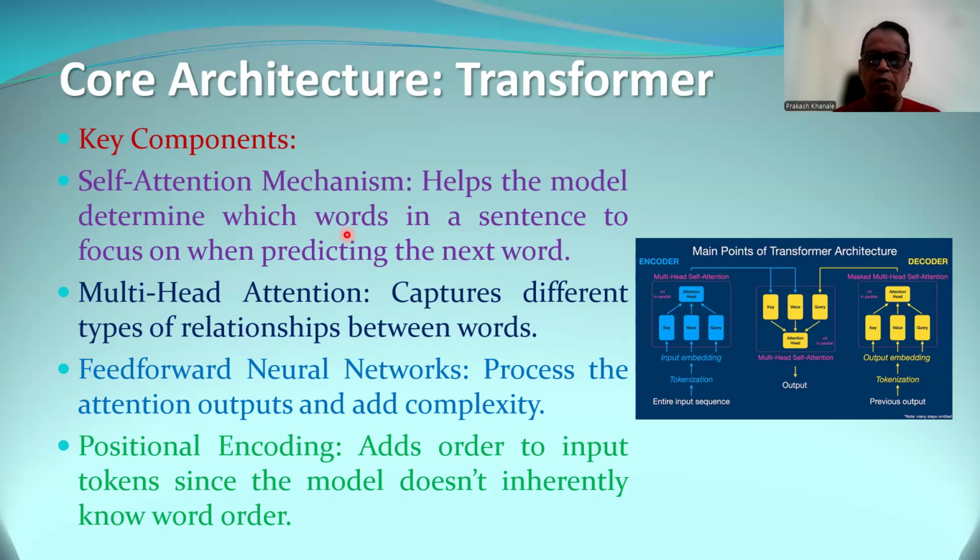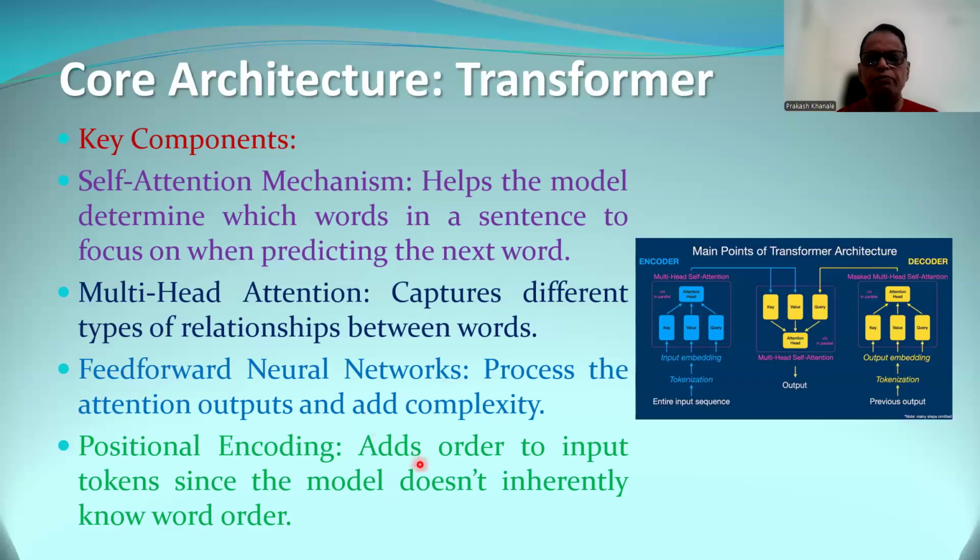So whenever you feed some sentence to ChatGPT, it will predict the next word from your sentence. It has multi-head attention, which captures the different types of relationships between the words. It also consists of a feed-forward neural network, which processes the attention outputs and adds complexity.